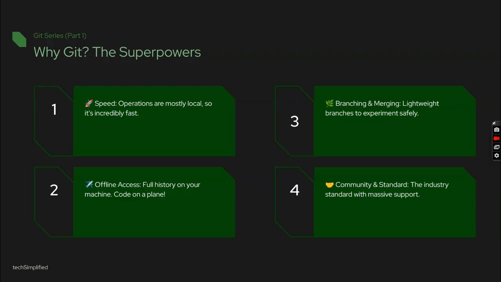The next is branching and merging. Git's branching model is a superpower. It's very lightweight, so when we want to create a branch we don't have to go through a lot of hassle. It is very lightweight, which encourages developers to experiment with a new feature without messing up the code base.